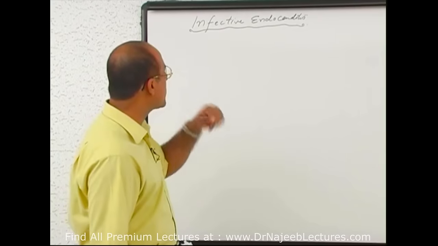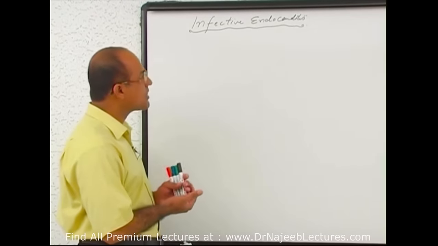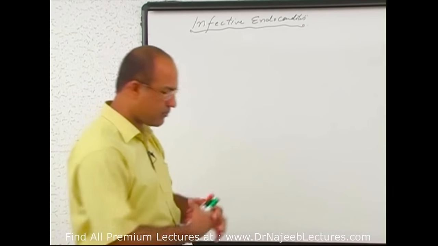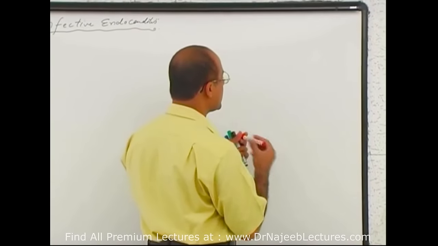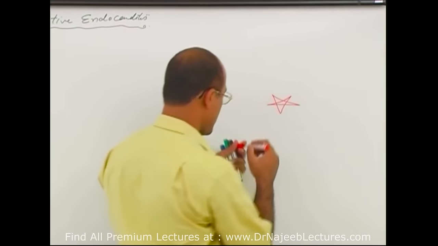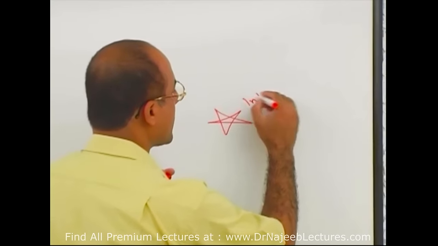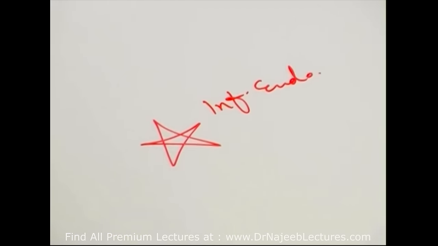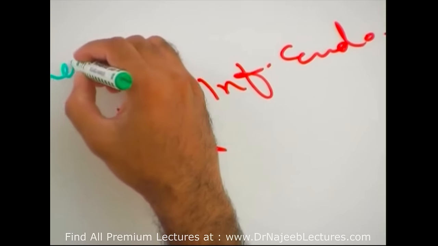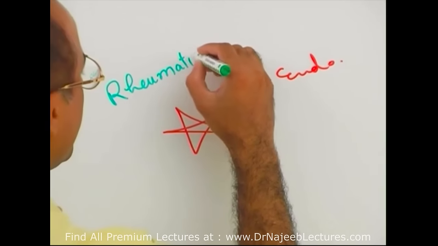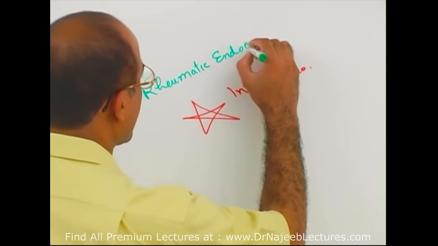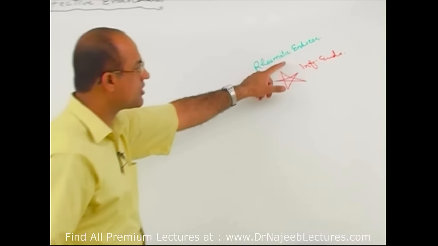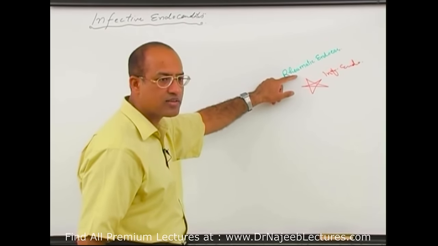Now, while we are discussing infective endocarditis, let's talk about some other types of endocarditis as well. There are at least 5 types of endocarditis you are supposed to know. Of course, one is infective endocarditis. Then another type is rheumatic endocarditis. It develops during rheumatic fever.